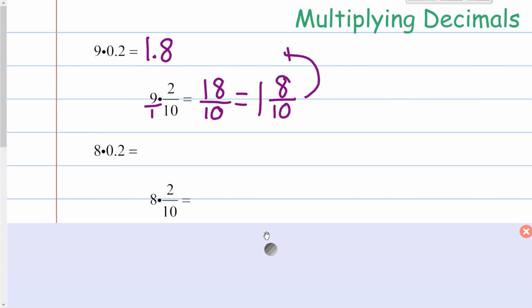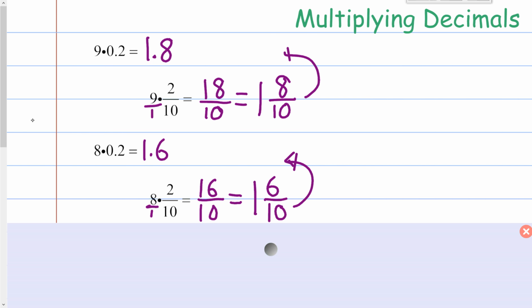This time, 8 times 2/10. Again, I'm going to do it as a fraction, because that I do know how to do. 8 times 2 is 16. 1 times 10 is 10. So I get 16/10. Again, I'm going to turn that into a mixed number, 1 6/10. And so I can write that as a decimal, 1.6.